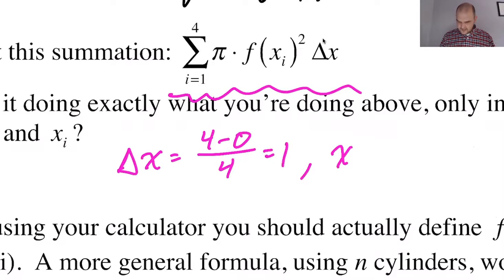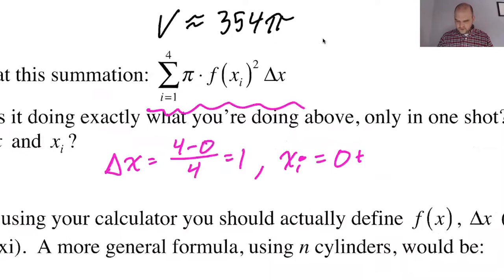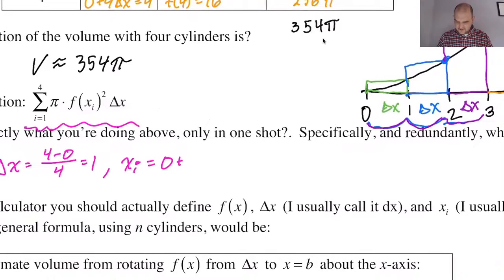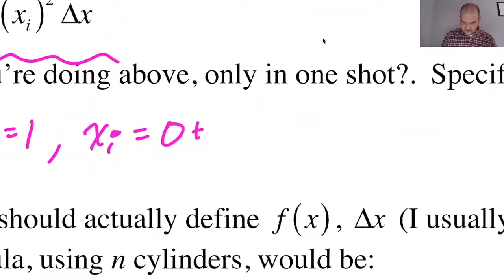X sub i, we said, was 0 plus i times delta x, right? So when we were in the first rectangle, we did 0 plus 1 times delta x. When we were in the second, we did 0 plus 2 times delta x. For the next one, we did 0 plus 3 times delta x. So in general, we're just doing 0 plus i times delta x, which in this particular case is actually just 0 plus i, so just i. Not the imaginary i. Don't use the imaginary i.